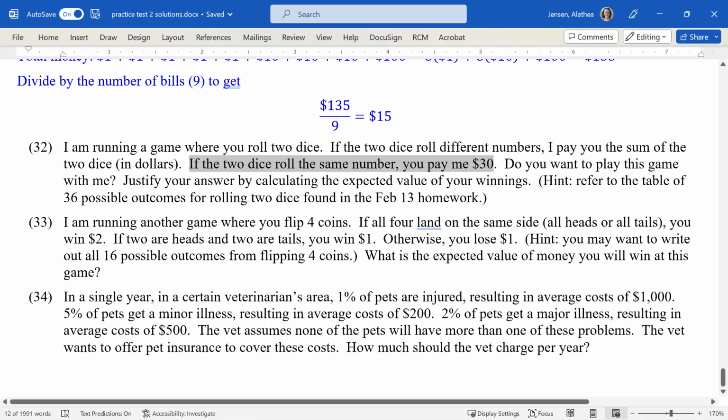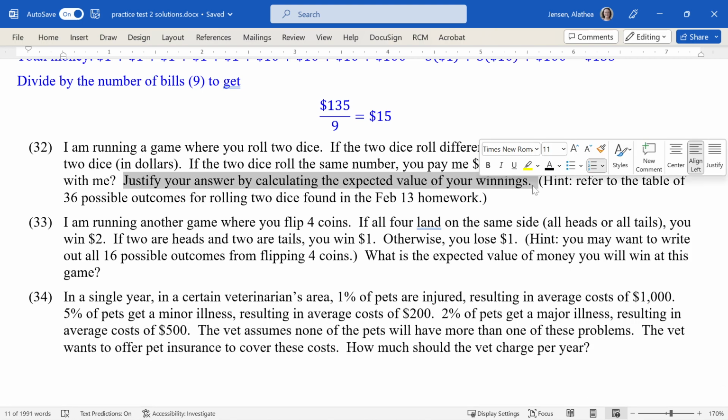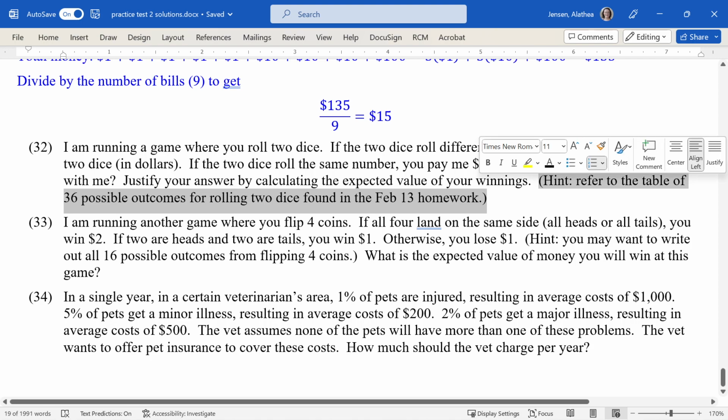Okay, so the answer to whether or not you want to play this game is whether or not the expected value of the winnings is positive or not. Because if it's positive, then you're winning on average. If it's negative, then you're losing on average. Okay, so we need to figure out the expected value of money won in this game. And there's a hint here to refer to the table of 36 possible outcomes for rolling 2 dice.